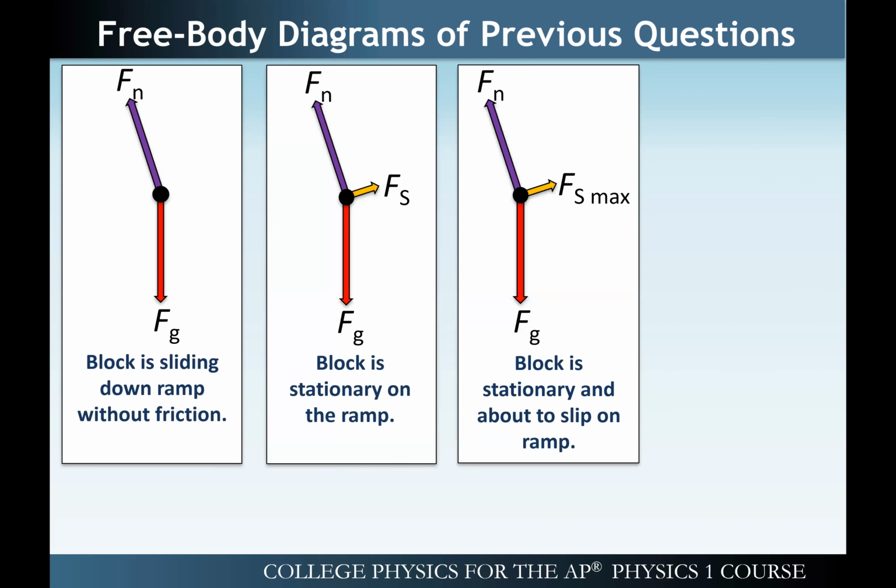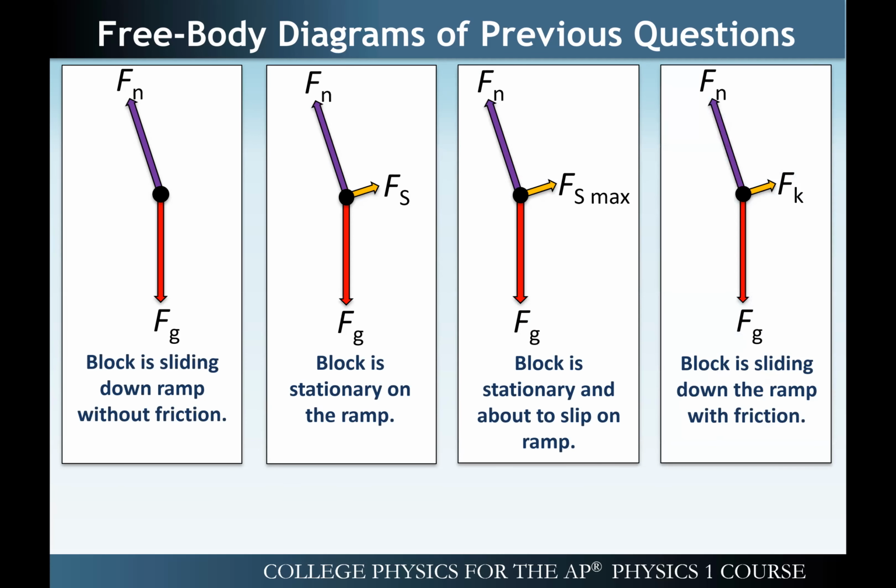If the block was stationary but just about to slip, the only thing that would be different is that the static friction force would be the max. It's just at that verge where it's about to slip, and that would be the maximum static friction force. But in terms of the shape of the free body diagram, it's still the same three forces oriented at the same angles. And then the last one, what if it's sliding down the ramp at a constant velocity?